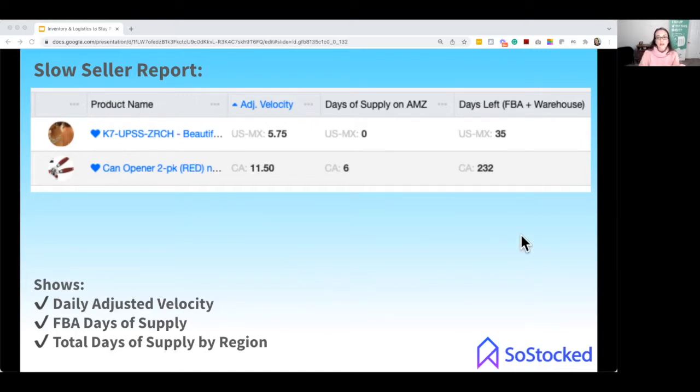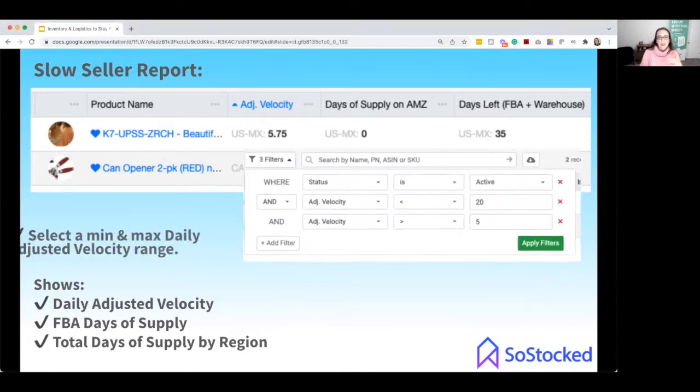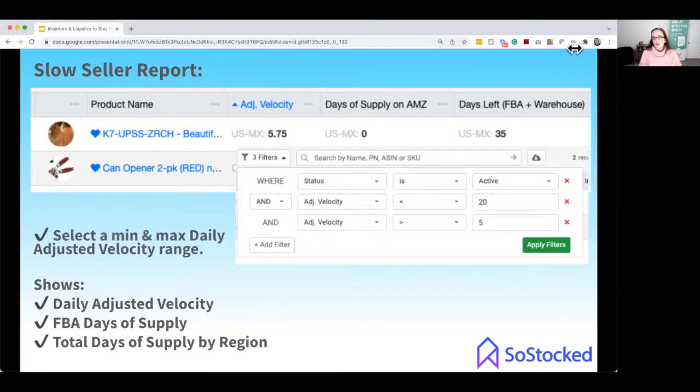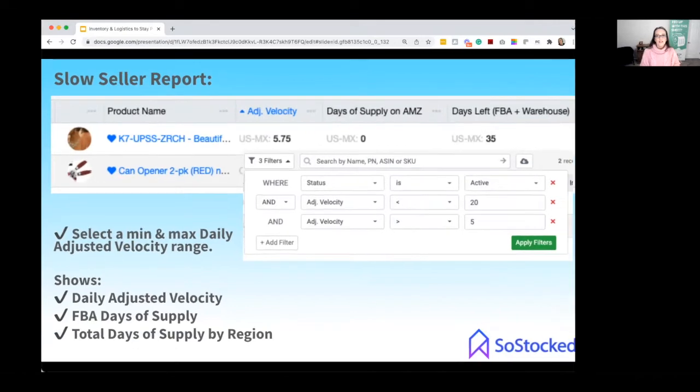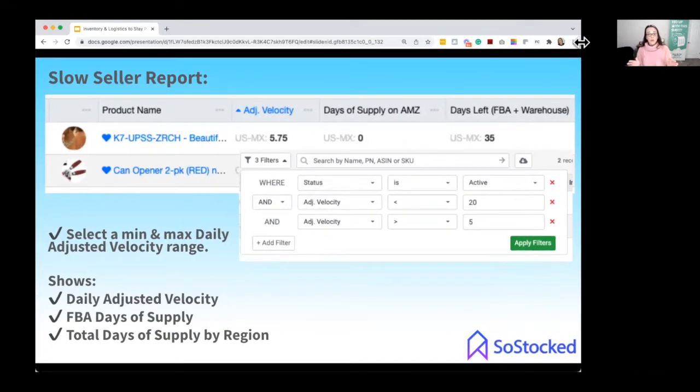So creating a slow sellers report would look something like this. You would have your daily adjusted velocity, like we talked about. You would have a range. You'd say, okay, between 5 and 20 units, that's a slow seller, right? We might be able to revive that product, but it's a slow seller. So we need to push it up above the 20 sales a day range for it to be viable.